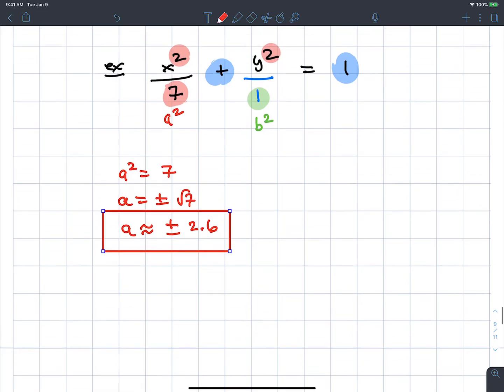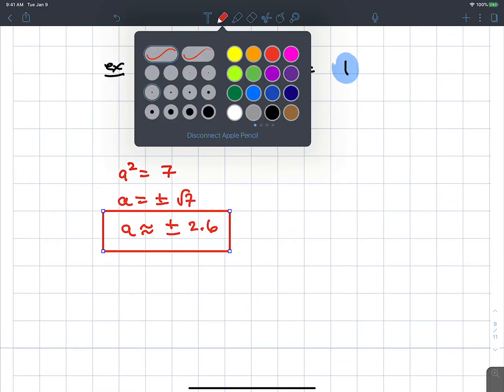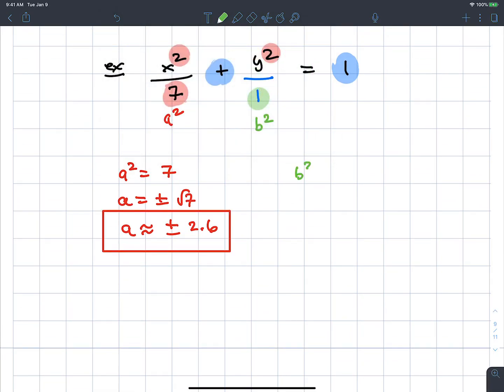And then similarly, you may say, what about the b squared version here? So we say b squared here is 1, which means b is going to be plus or minus the square root of 1. It just so happens here we know the square root of 1 is 1, so we have the value for b. No need to approximate, because the square root of 1 we know is 1.